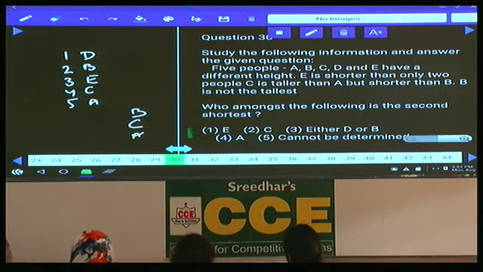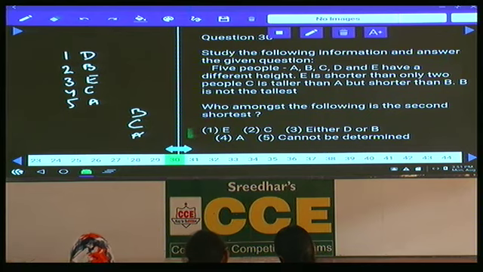Then question number 30. Who among the following is the second shortest? The second shortest is C, that is choice 2.